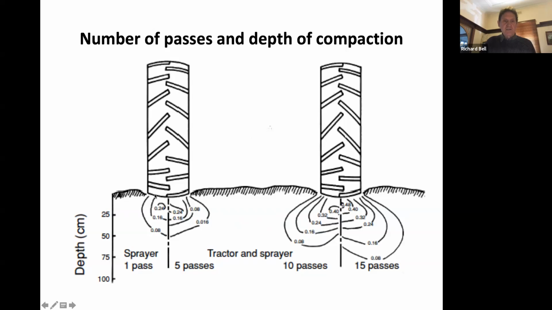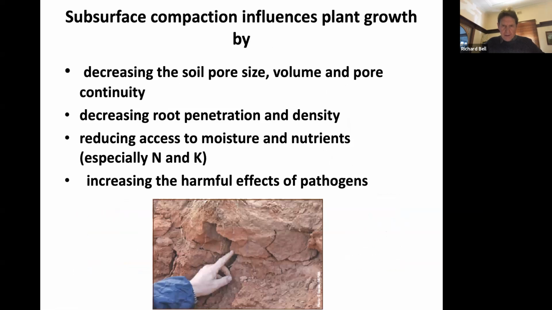One pass, you get a degree of compaction. 5 passes, you can see that the compaction is spreading deeper. And 15 passes, you can see that it's spread quite deep into the profile, 75, 80 centimetres or more. And even the very compacted layer might still be going down to 30 or 40 centimetres. And you can often see those compaction layers.